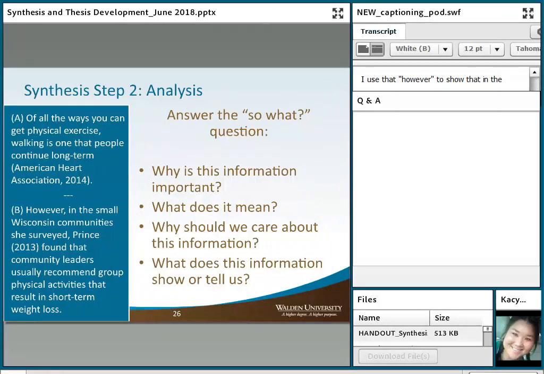And so that's where this "however" comes into play. And I think these transition words are also really important because those are allowing your reader to see how exactly you're putting these sources together. So I'm not saying, of all the ways you can get physical exercise, walking is one that people continue long term, and in small communities, Prince found that community leaders recommend group physical activities, because Prince's argument is not necessarily contradicting, but is presenting an argument against what the AHA has said. So I use that "however" to show in the discussion how these two are interacting with each other.